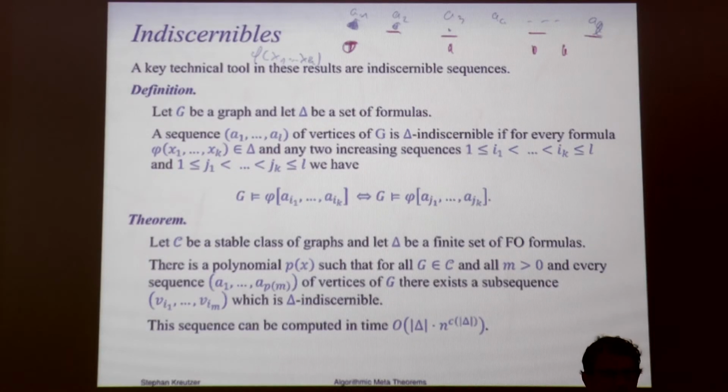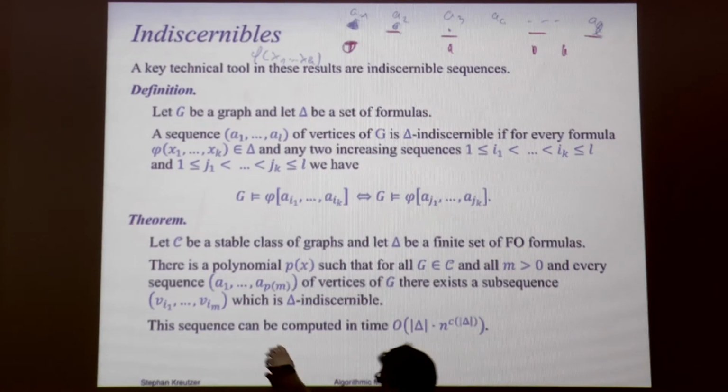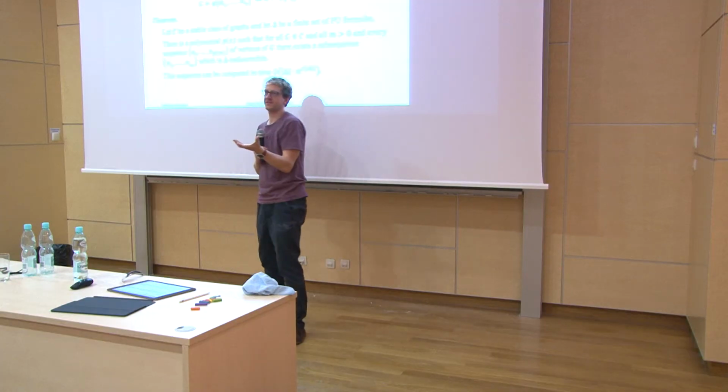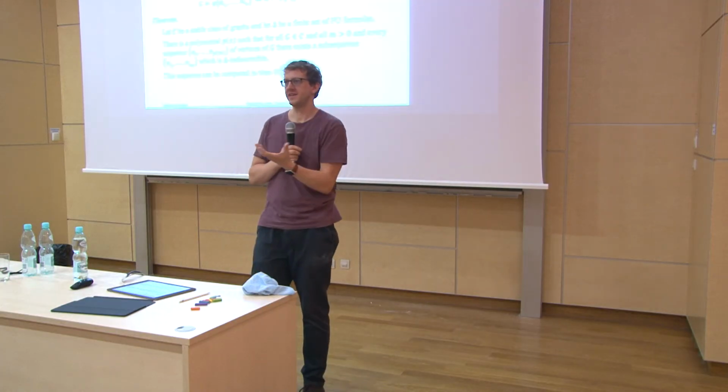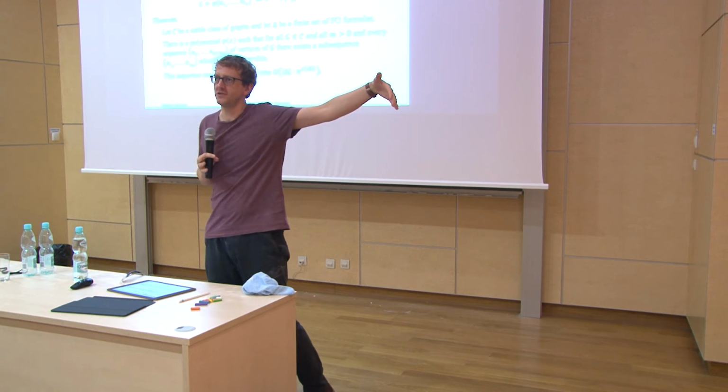Okay, maybe just repeat the argument. How would you construct this sequence? Let's say you have a formula of k variables, and you want to find an indiscernible subsequence of this huge number of vertices you have.